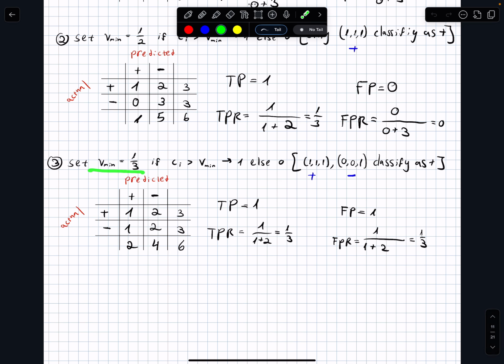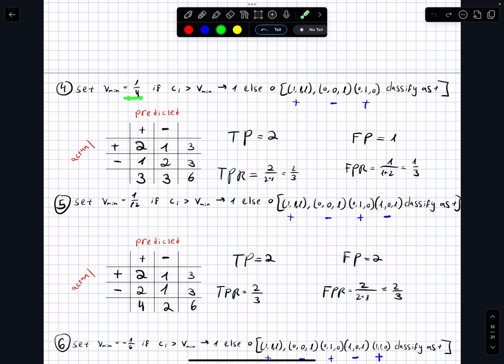Then we set the cutoff to be 1 divided by 3. Now the true positive rate is a third, and the false positive is 1, because we classified both rows as plus, but this row is actually minus in reality. So we have 1 here, 1 here. We do 1 divided by 3 here and 1 divided by 3 here.